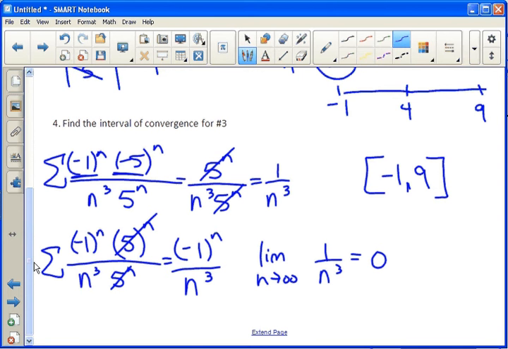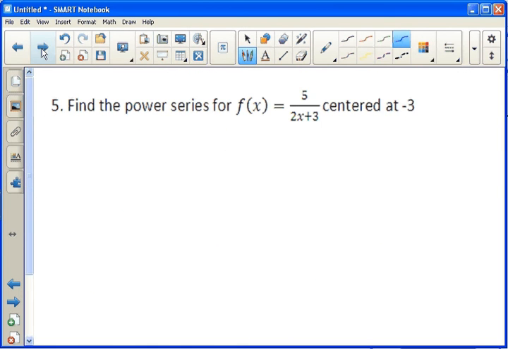Alright, 5. Find the power series for f of x equals 5 over 2x plus 3, centered at -3. This is the geometric power series where we need to do 4 steps. First step, the denominator needs to be number first, variable second. So I reverse the order, make 3 come first, 2x come second. Step 2, I need a minus sign in between them instead of a plus sign. So I rewrite this as 3 minus -2x.